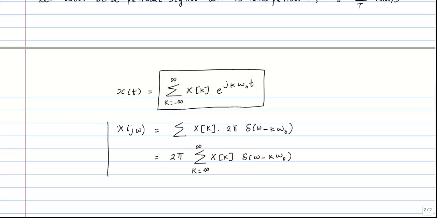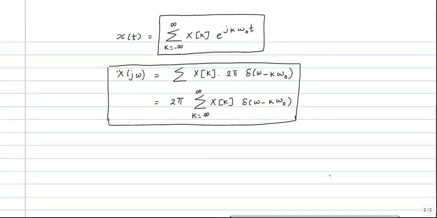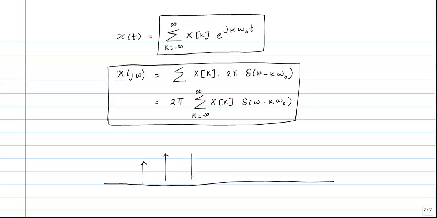And indeed this is the main result. So let's think a little bit about what this result means. Basically what this result says is the following. If x of t is periodic with a time period T and therefore a fundamental frequency of omega naught, which is 2 pi over T, what this basically says is that the Fourier transform of x of t simply consists of a bunch of impulses.